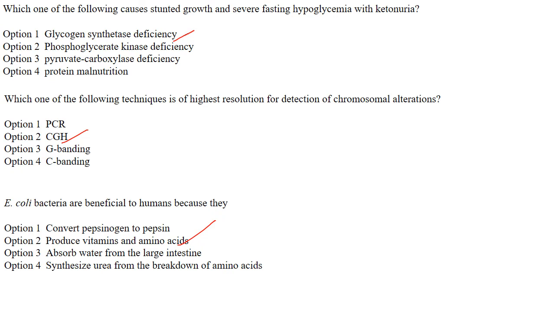Also referred to as chromosomal microarray analysis and array CGH, is a method of genetic testing that may identify small deletions and duplications in the chromosome. Or even inversions also will be identified. Then E. coli bacteria are beneficial to humans because they produce vitamins and amino acids.